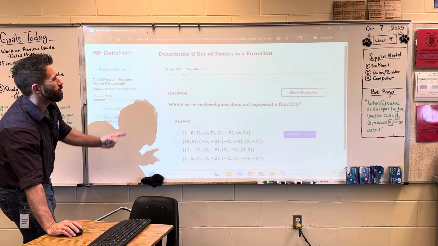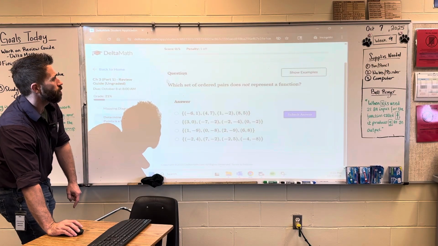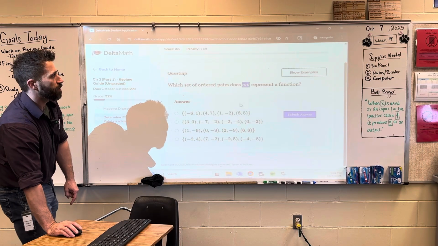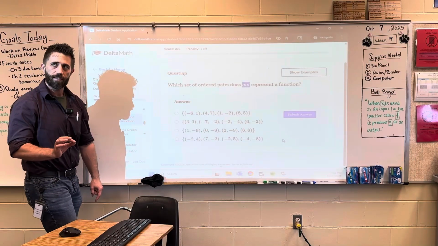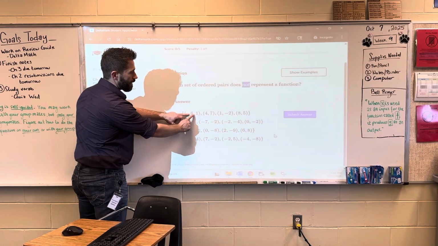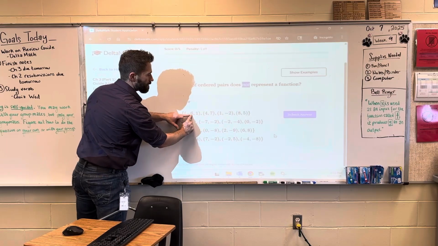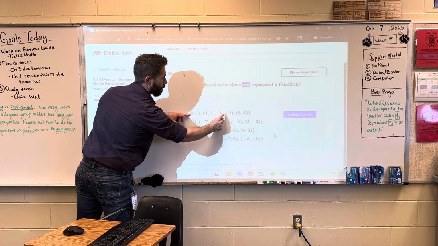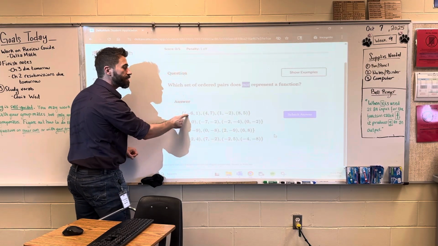I don't have time to do the next one, so let's go ahead and jump off to this. Determine if the set of points is a function. So which set of ordered pairs does not represent a function? What I'm looking for on this one, just like before, is an x value that repeats itself. So I'm going to take a look at each one of these x values and see if I see another -6. No. Another 4. No. 1. No. 8. No. This is a function.